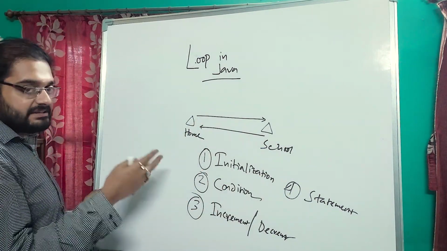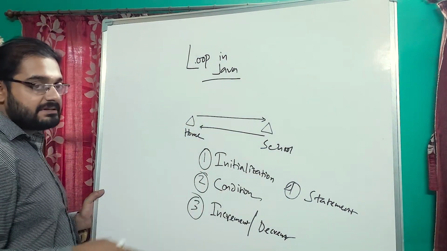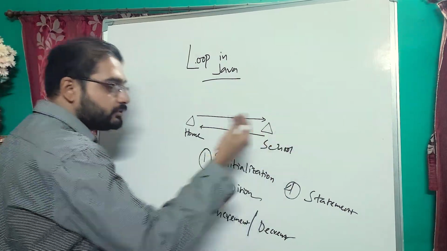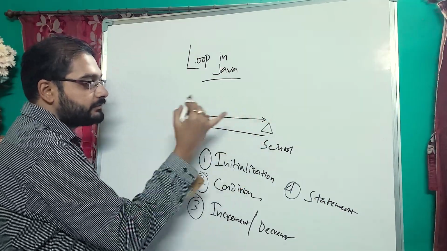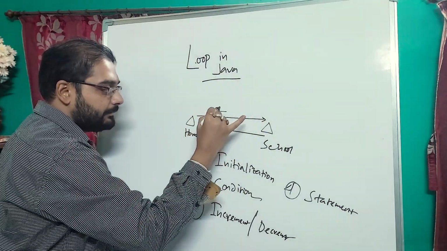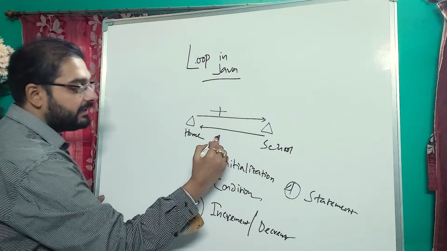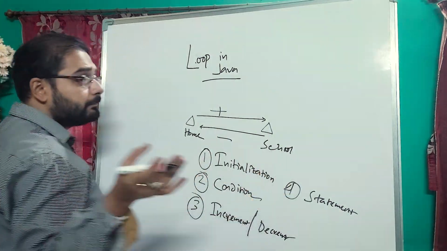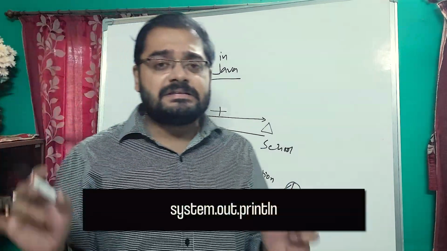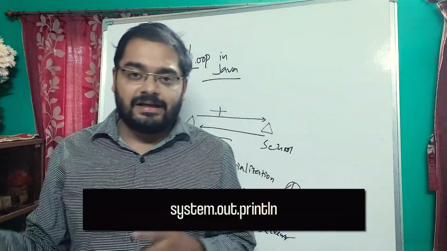The first one is initialization, the starting point. Condition means the end point. End point means the school is the end point. Increment means when in the morning home to school, that is the increment point, and school to home, that is the decrement point. And statement means the body of the loop, just a statement like System.out.println, just a line declared.